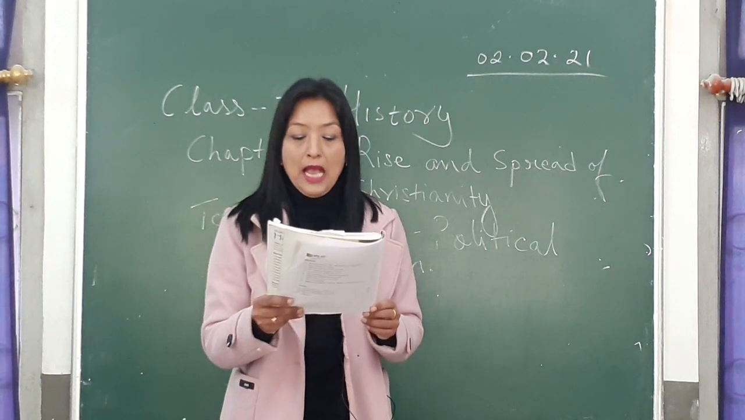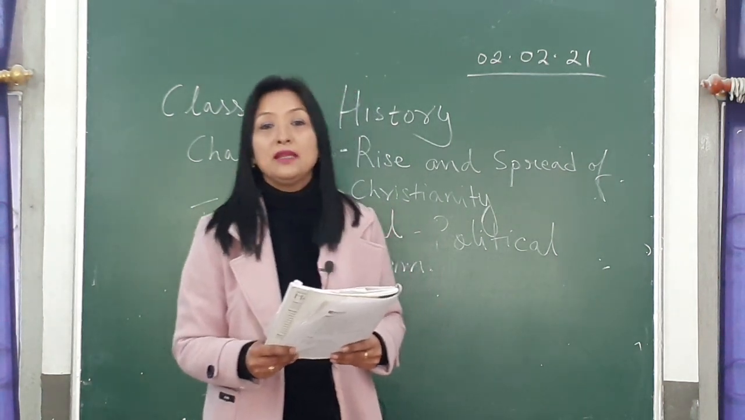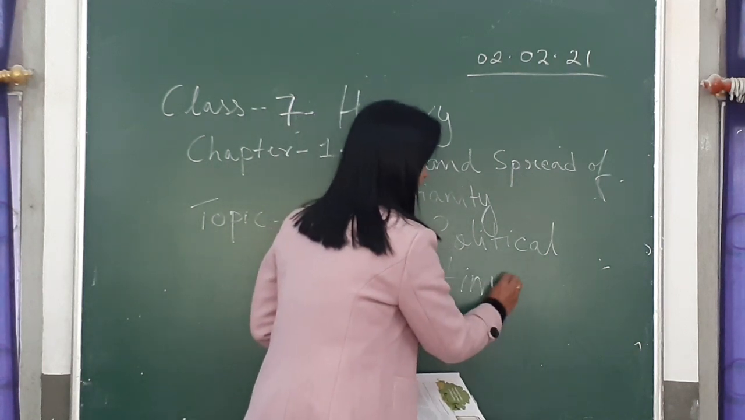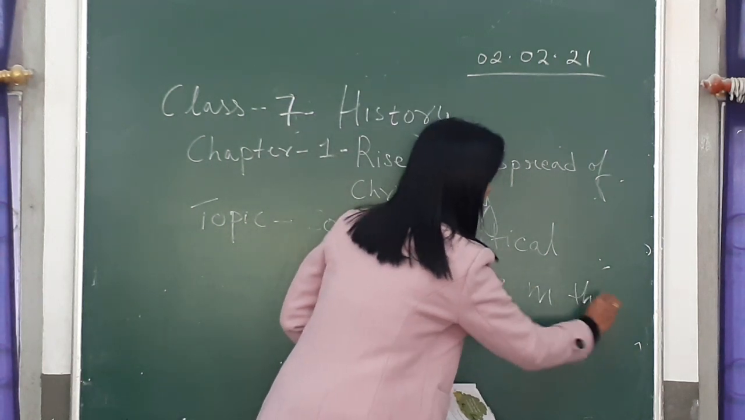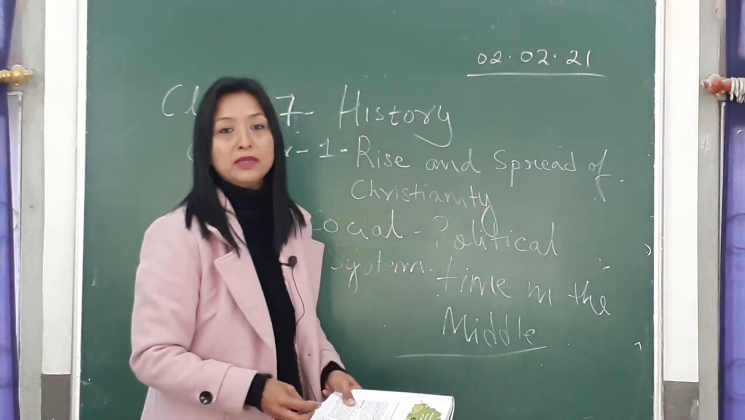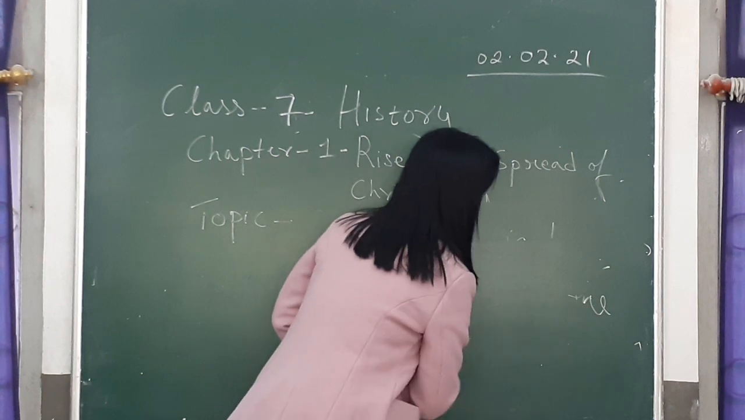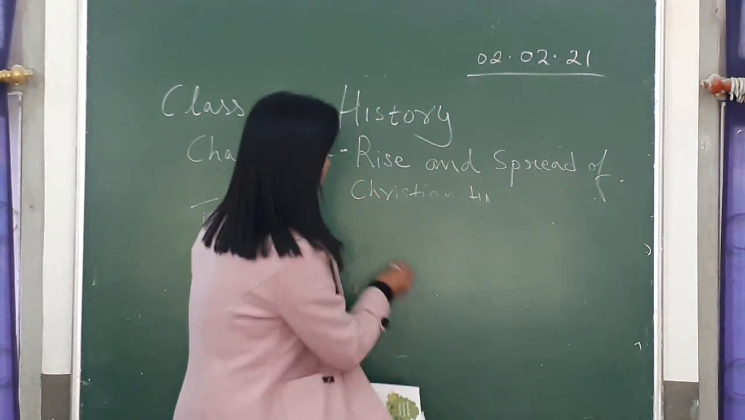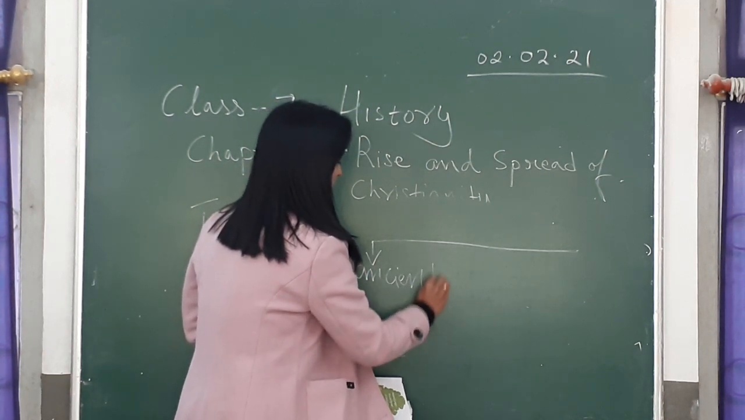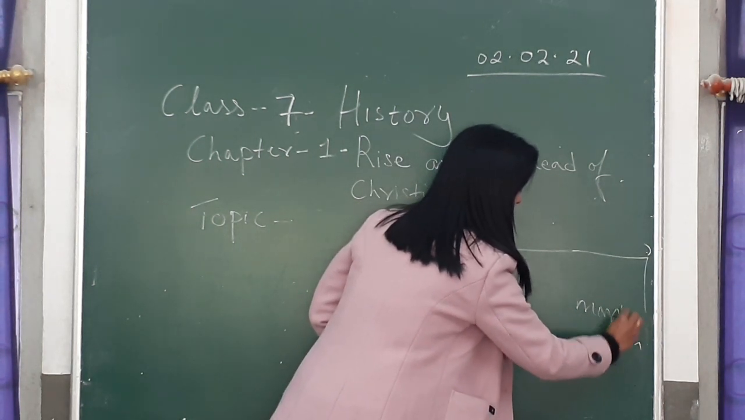Medieval history. And medieval is a Latin word which means time in the middle. Medieval means time in the middle, M-I-D-D-L-E, middle. So what does this time in the middle mean? It is a time in the middle between. So you have this line: you have ancient history, then you have modern in the end, and the middle.